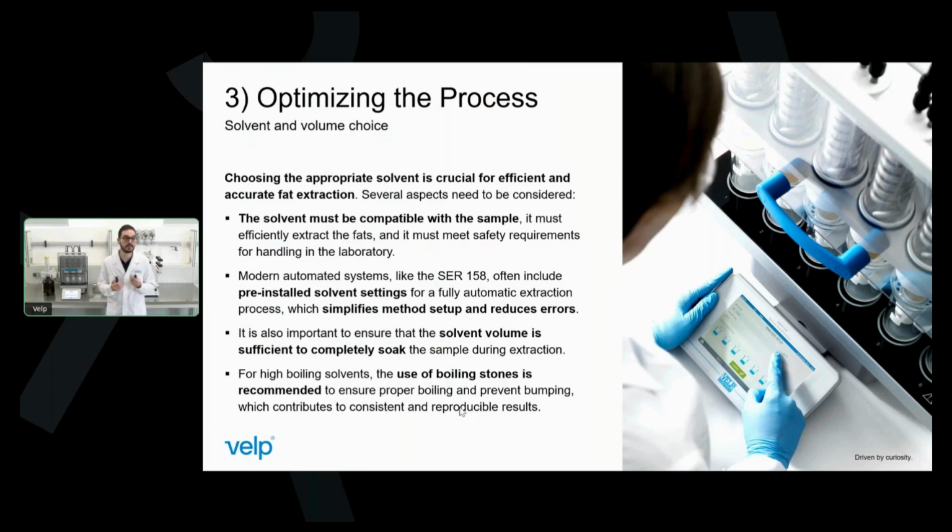of the solvent for the matrix is really important, because the chemical behavior, the chemical compatibility between the matrix and the solvent has to be ensured. We also have the boiling stones that can be used for the high boiling solvents, that help to break the surface tension of the solvent and to make smaller bubbles compared to the solvent that we are using.